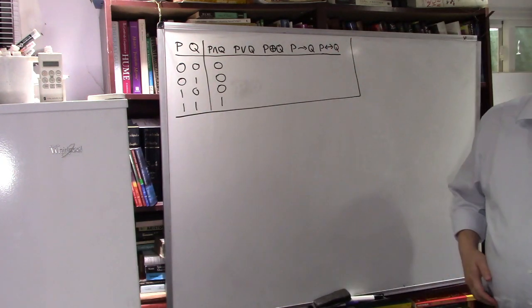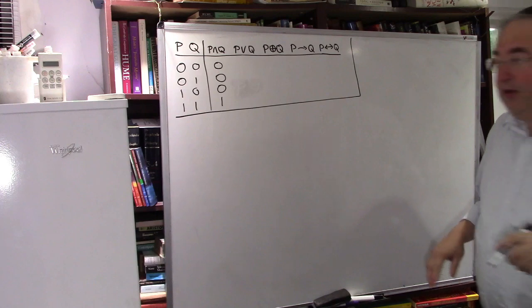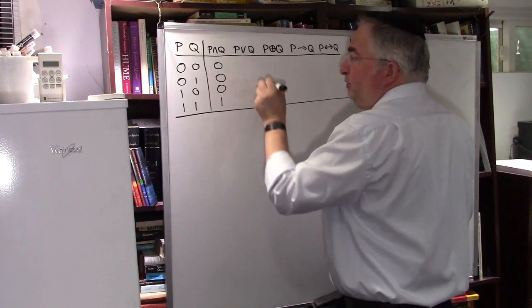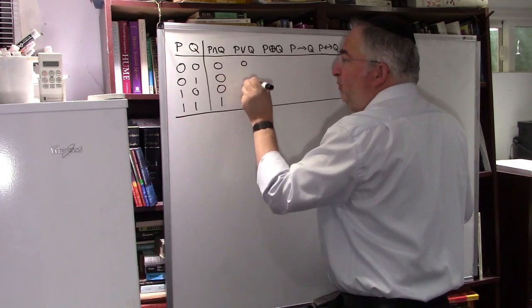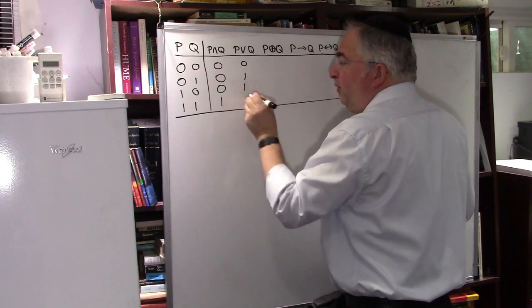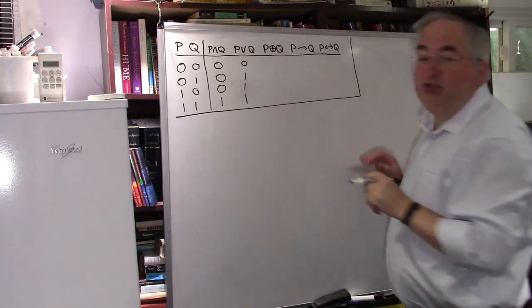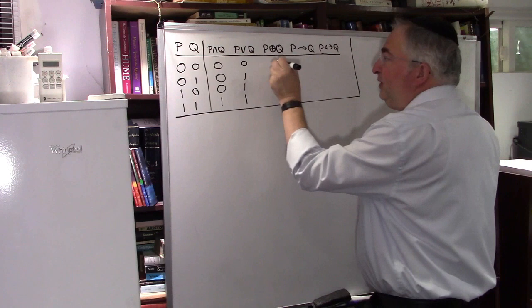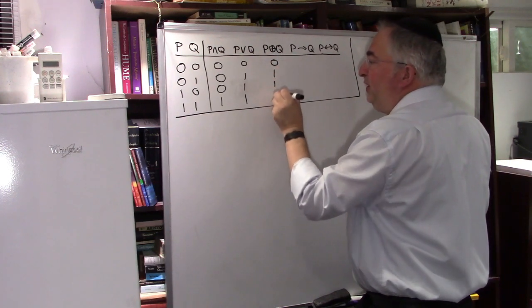What about or? When is or true? When one or the other one is true. So let's see. 0, 1, 1, 1. How about exclusive or? 0, 1, 1, 0.